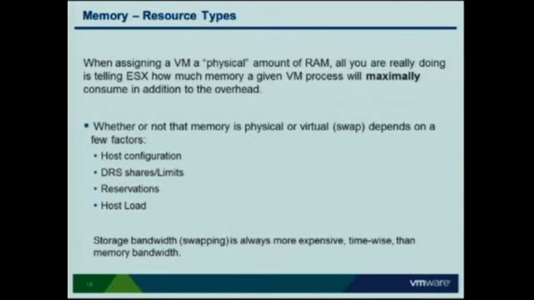DRS would be one way of balancing that out. If you've got a lopsided host and you don't have DRS running, well, there's no way for those VMs to get off of there. So there's one key takeaway in the memory section of this presentation, and that is storage bandwidth, or swapping, is always, always, always, always more expensive, time-wise, than memory bandwidth. So anything you can do to prevent your VMs from going to physical disk to get their memory is going to lead to better performance.